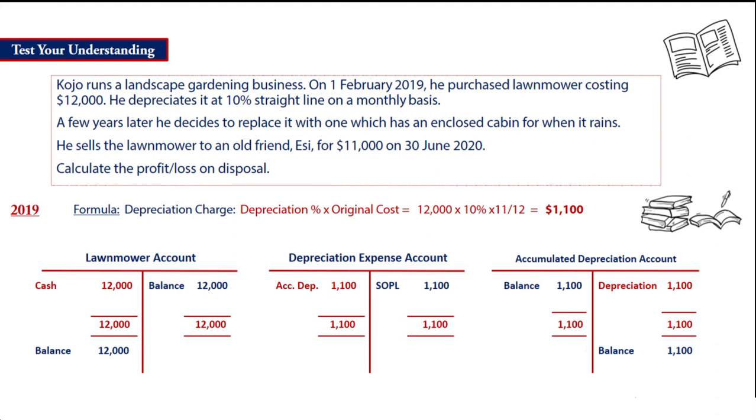So we'll end up with a balance on the lawnmower account of $12,000 on the debit, carried to the statement of financial position. On the expense account, $1,100. And a balance on the accumulated depreciation account on the credit of $1,100.